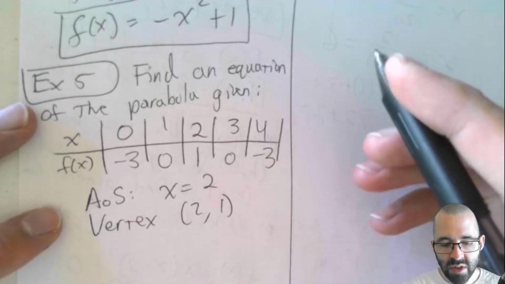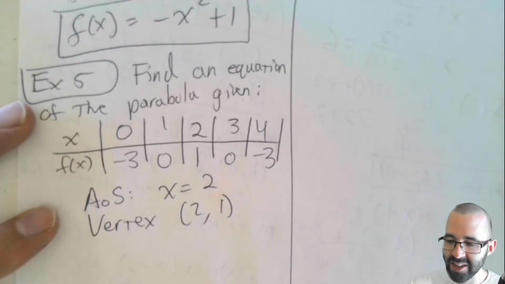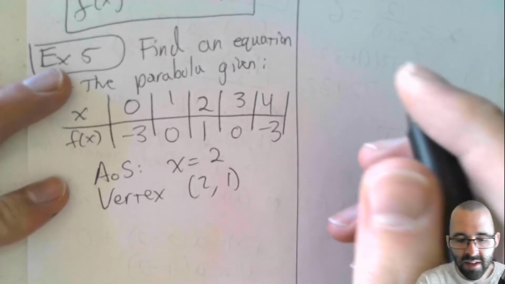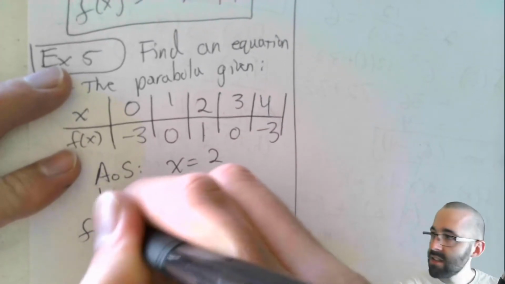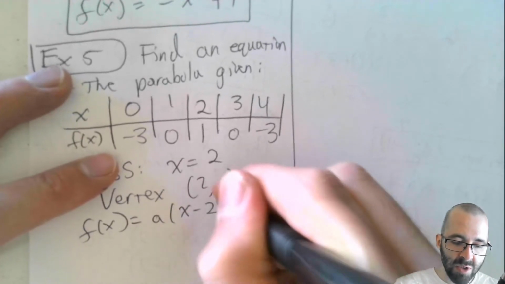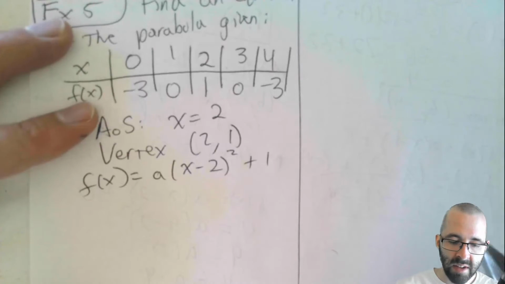And now the question is, what is our value of a? And this just becomes very similar to example 4. So we don't know a. So we know that f of x is going to be a, which we don't know yet, times (x minus h, which is 2) squared plus k, which is 1.